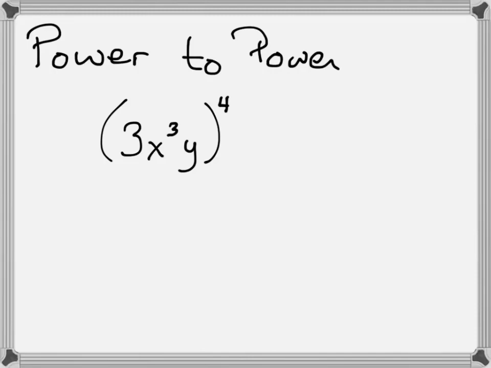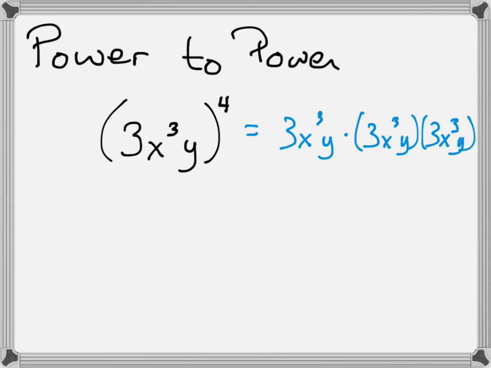Raising a power to a power. So we have something that we're raising to a power. And if you look here, what this means, if I was to rewrite this, it means I have 3x cubed y times itself 4 times. 3x cubed y. 3x cubed y. And one more, and I'm going to write it on the side. 3x cubed y. So we're multiplying it times itself 4 times.